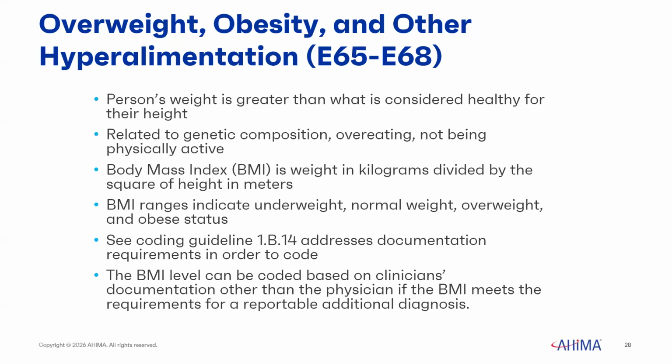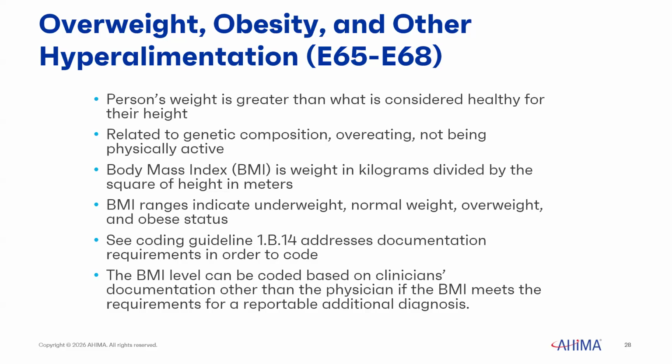Now we get into the opposite of malnutrition. We're talking about overweight, obesity, and other hyperalimentation. These conditions mean that somebody weighs too much. In other words, their weight is greater than what's considered healthy for their height. And this is calculated by BMI.